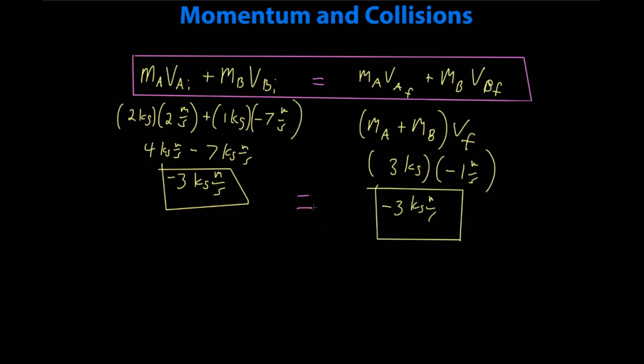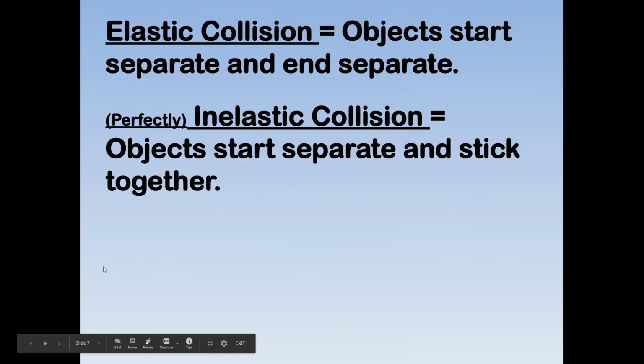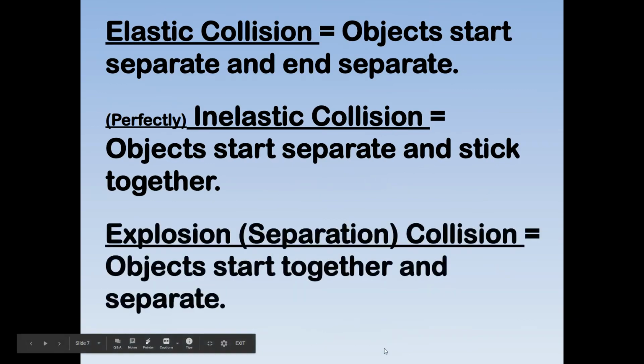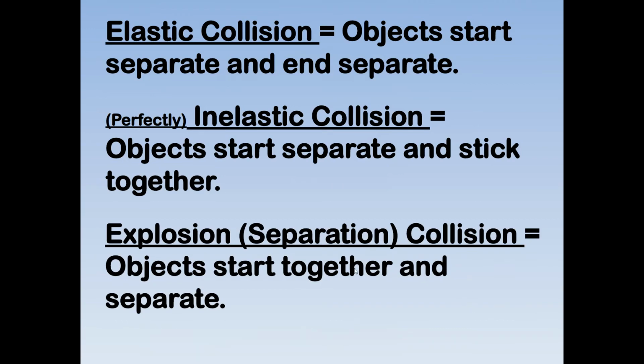So again, they are equal. Let's take a look at the third collision type. The third collision type is called an explosion or separation. The two objects start together and then separate from each other. This is when I showed you the two carts pushing off each other with the spring plunger.